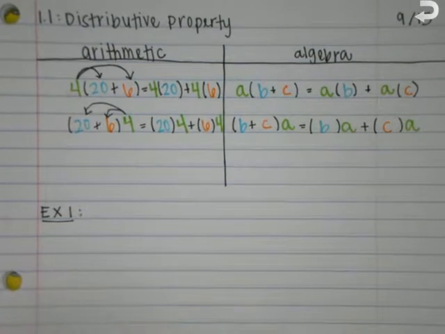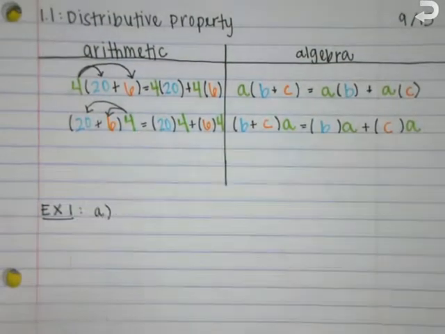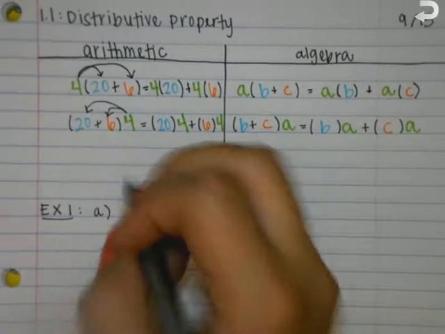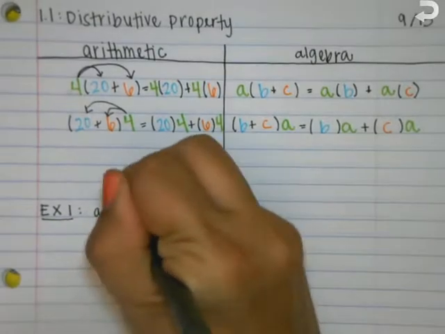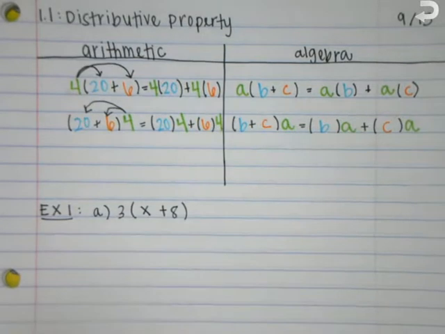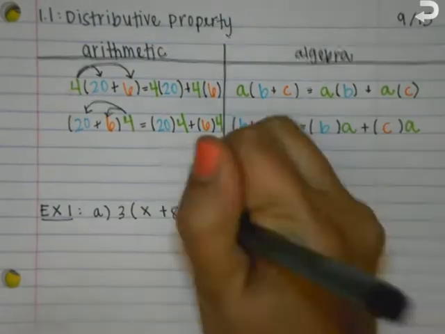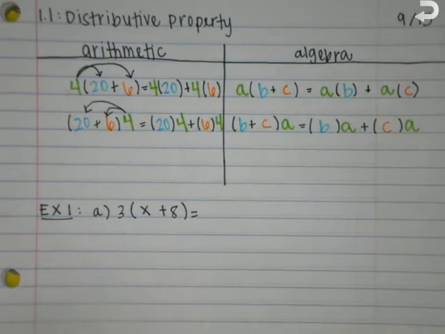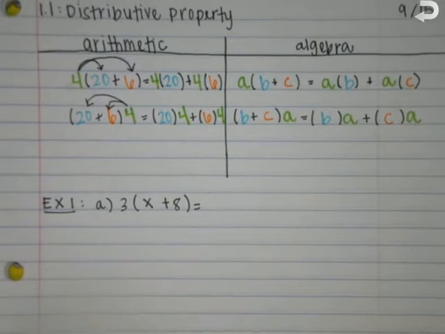So here's example 1. I'm going to do 2 parts, part A and part B. So part A is 3 times x plus 8. And your instructions there are going to be to simplify. So there's your first example. 3 times x plus 8.